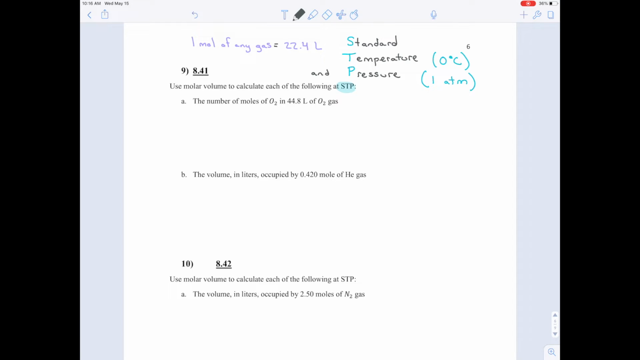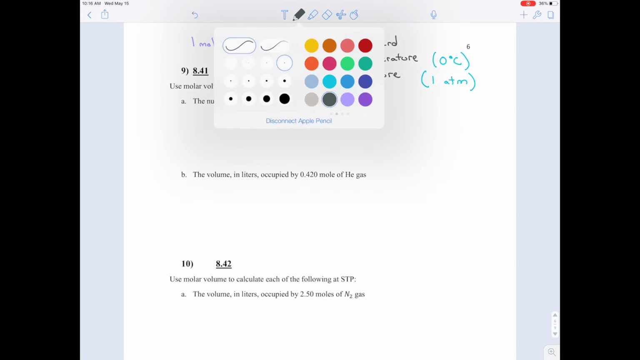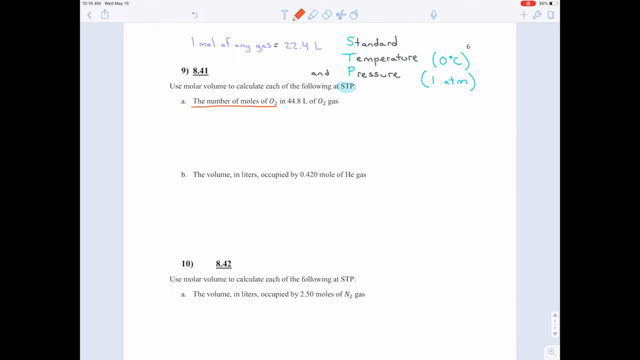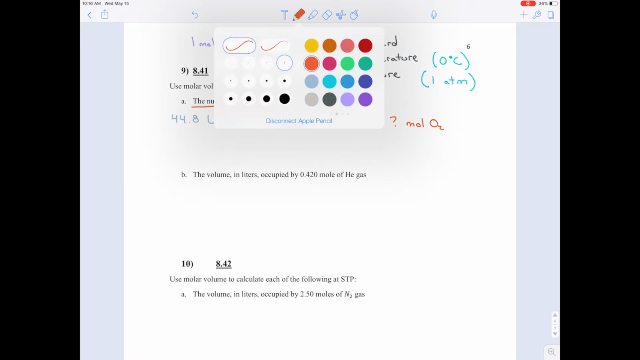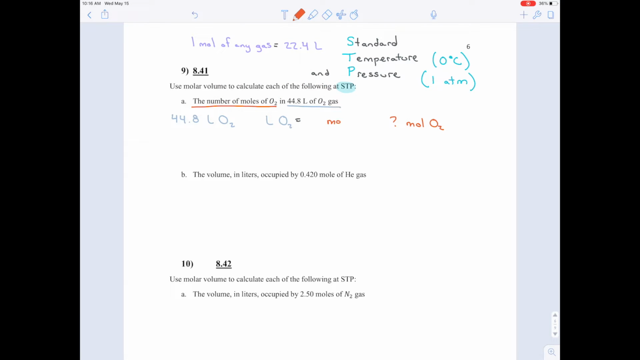A says we're looking for the number of moles. So we're looking for the number of moles of O2. That's what we want. And the number that they're giving us is 44.8 liters of O2. So we need to know how these units relate. How do liters of O2 relate to moles of O2?